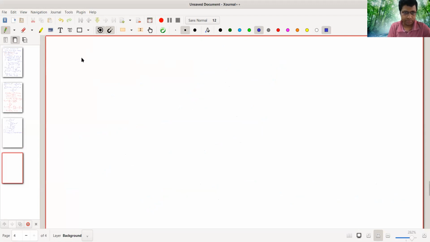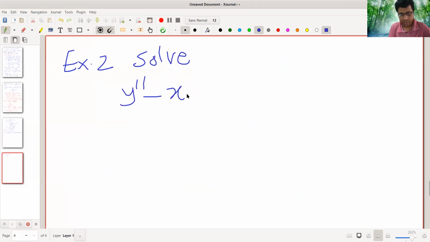Second example: solve y double dash minus x into y equal to 0 using the power series method. Here we have a variable coefficient equation. There is x into y.